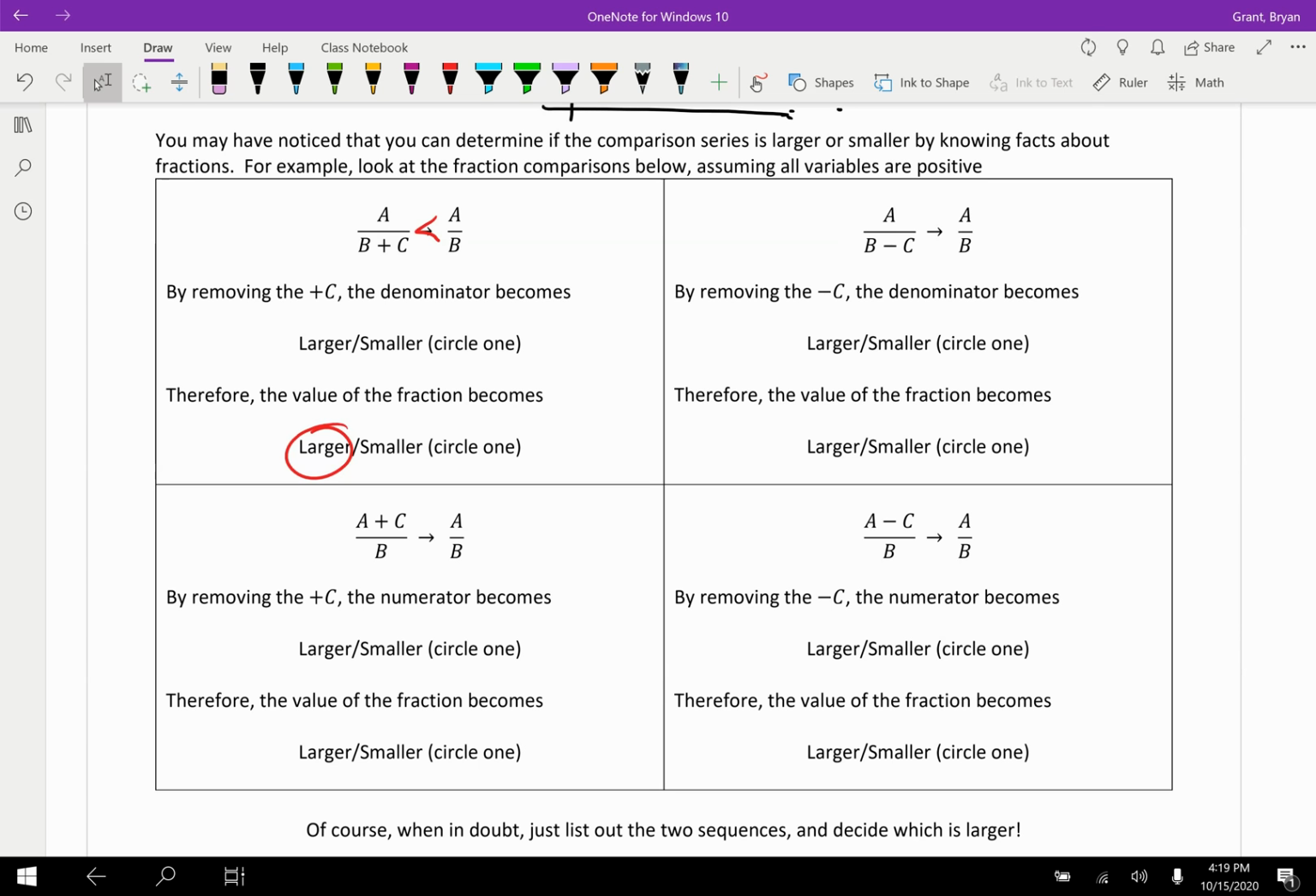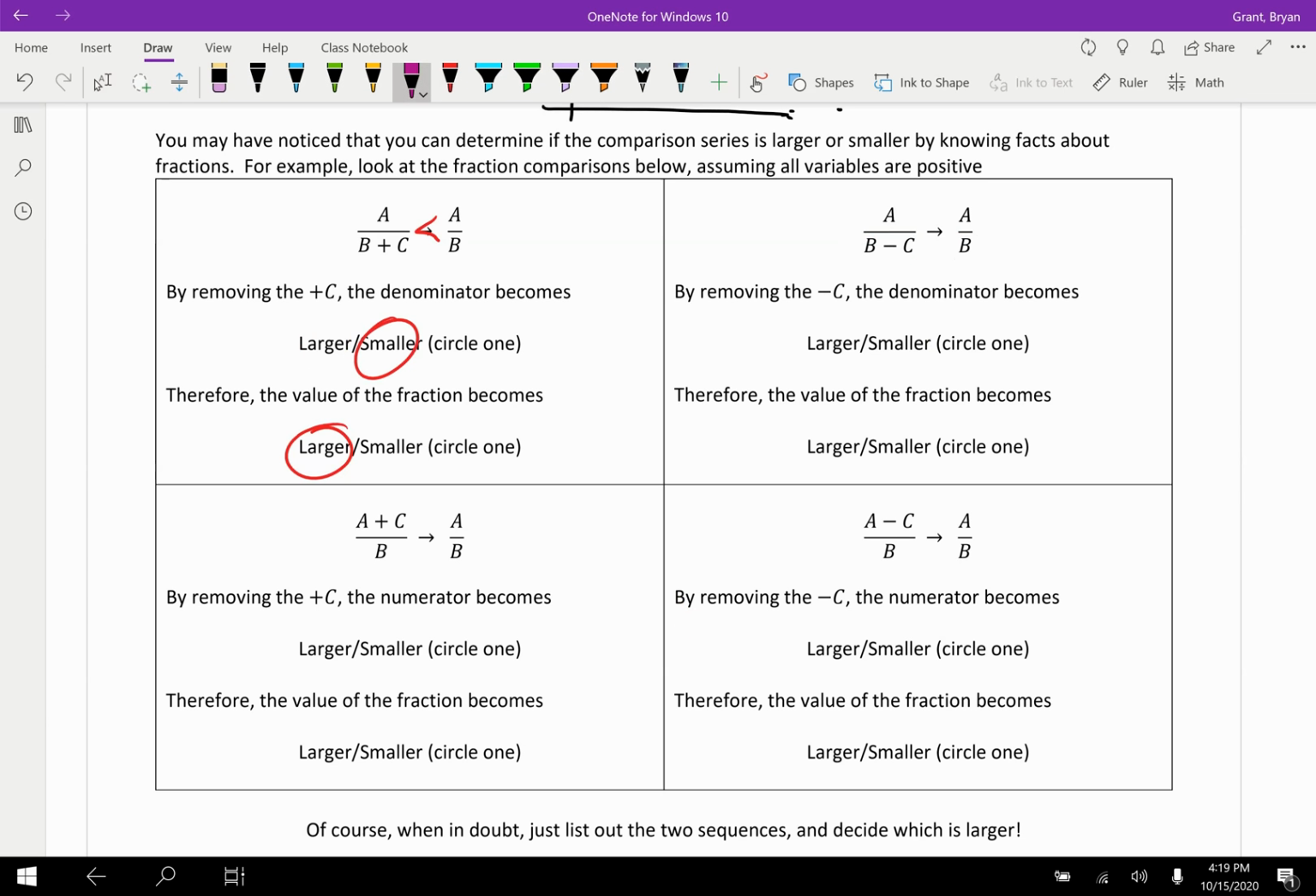Okay, well, let's look at our next one. We had b minus c. That's going to make the denominator smaller. And when you have a smaller denominator, the value of the fraction, and I think I might have done this backwards. Oh, that's what I was doing, sorry. Okay, so this became smaller, which becomes larger.